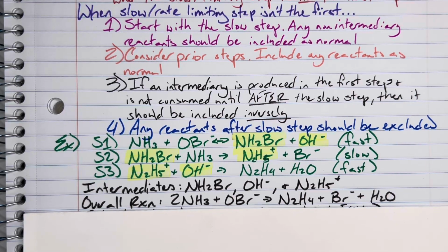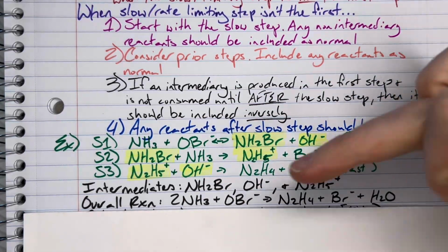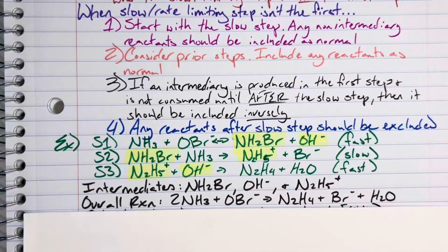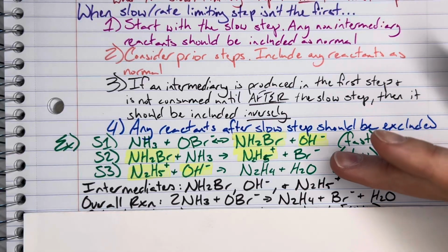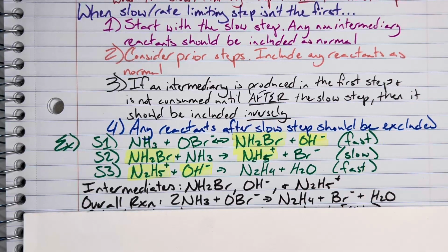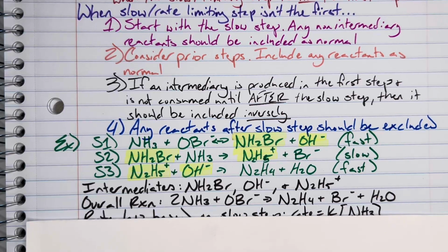My overall reaction is going to be everything other than the intermediates, collapsed as they cancel out. I have 2 NH3s, 1 OBr negative, 1 N2H4, 1 Br negative, and 1 H2O. So that's my overall reaction.